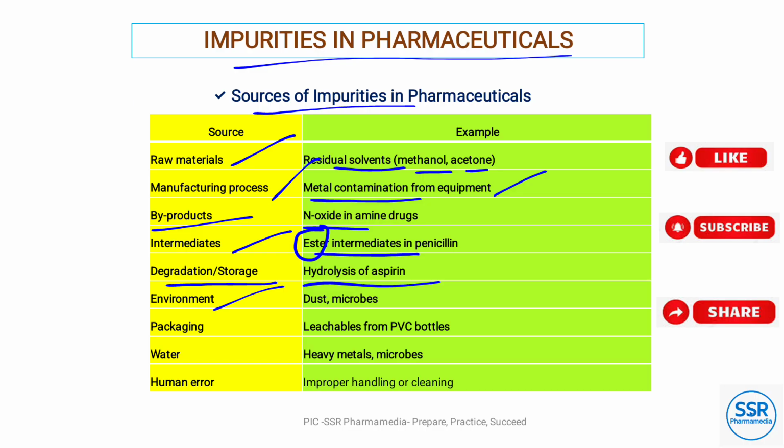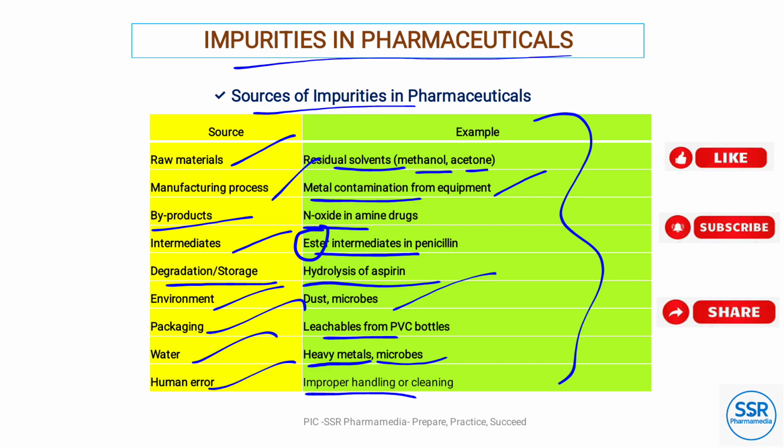Environmental factors: dust and microbes increase the impurities. Packaging: leachables from PVC, polyvinyl chloride, bottles act as impurities. And water: water contains many minerals, especially heavy metals, and microbes that act as impurities. And human errors: an example is improper handling or cleaning of the containers or packing vessels. So that acts as an impurity. So this is a short note on the sources of impurities.